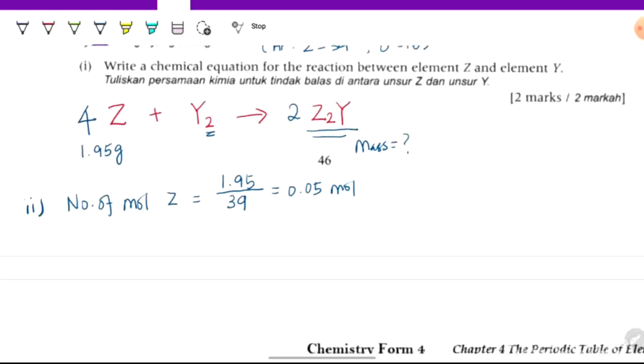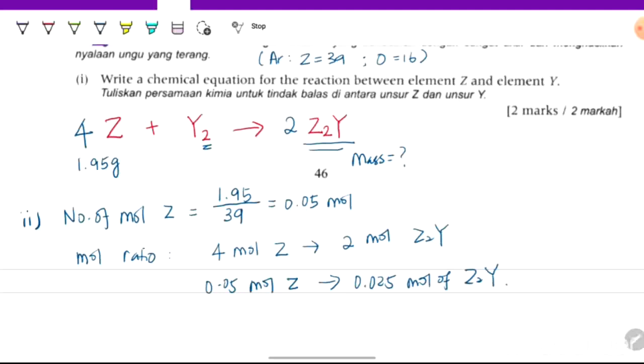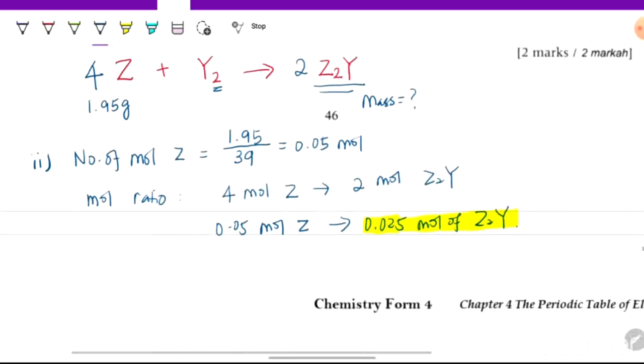After you have the number of mole, we have to do the mole ratio. What to compare? We compare the Z. From the equation, 4 moles of Z produce 2 moles of Z2Y. So if from calculation we have 0.05 mole of Z, it produces half, because 4 to 2 means half, which is 0.025 mole of Z2Y. After we get the number of mole, we can calculate the mass.